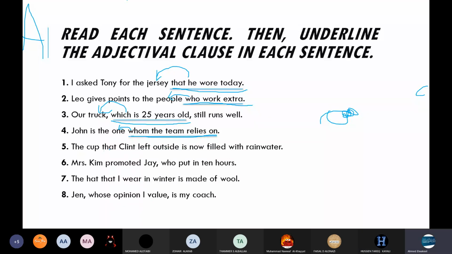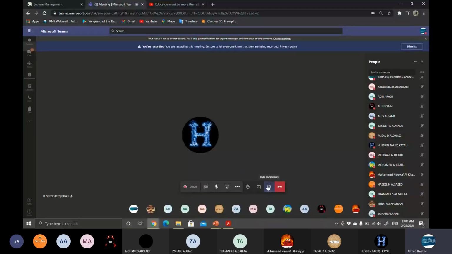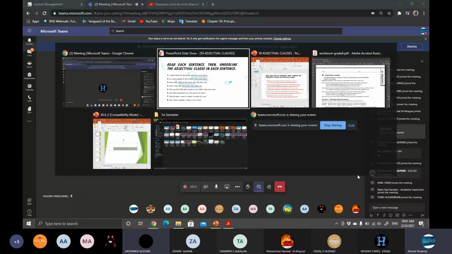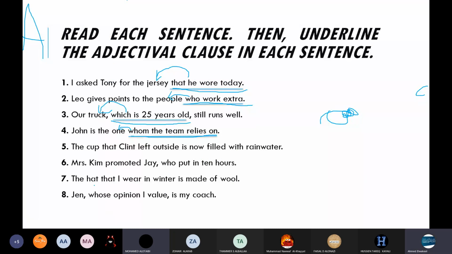The cup that Clint left outside is now filled with rainwater. So which cup are we speaking about? Teacher, can I answer? Yes. The cup that Clint left outside is now filled with rainwater. Which cup are we speaking about? The one that Clint left outside.